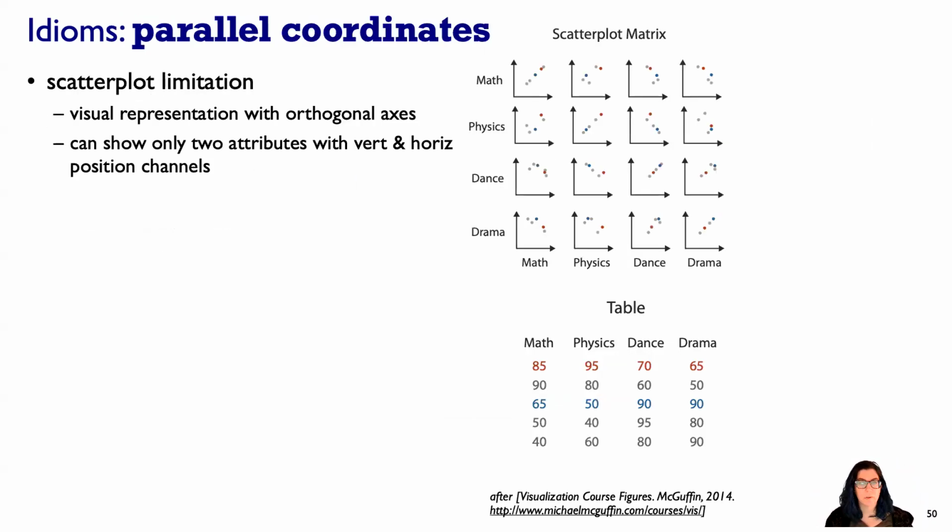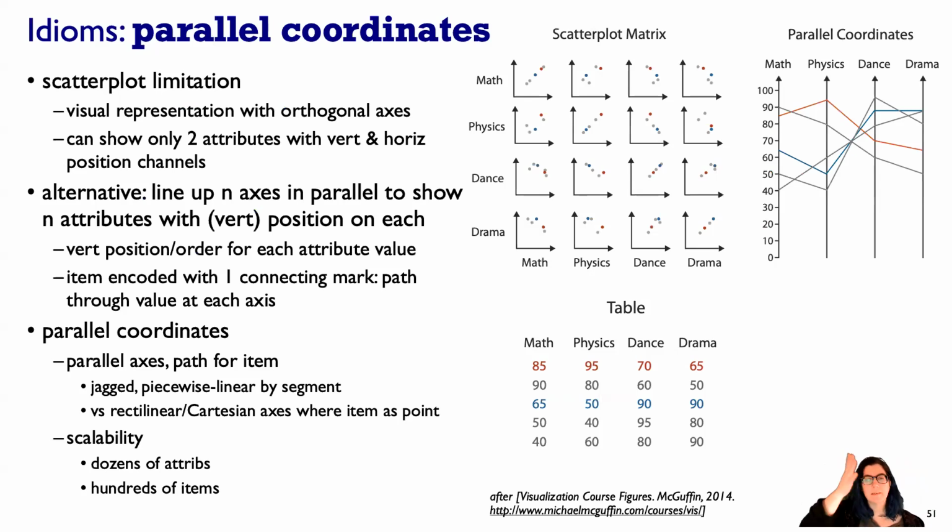What could we do that's different? We could say, well, with orthogonal axes, we can only show 2 attributes. We can show vertical position and we can show horizontal position, and then we've run out of positions. We'll talk much later about how to think about 3D, but that's not going to save the day. Spoiler alert.